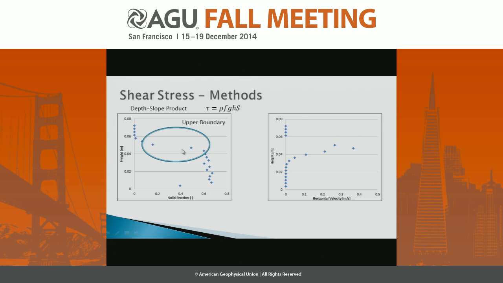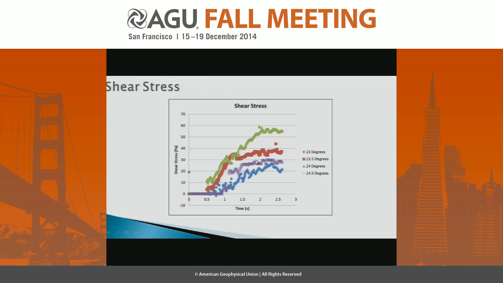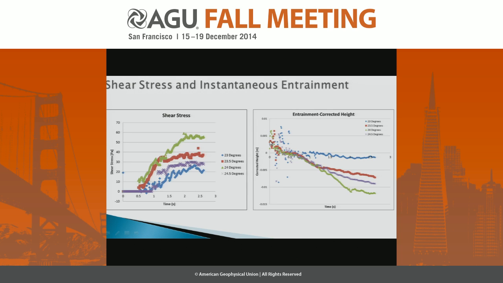So using our solid fraction, we can get an upper boundary of where our flow is sufficiently dense to say that this is actually the flowing layer instead of just sparse particles bouncing around on the top or no flow at all. And then we can find a lower boundary using that exponential fit to find out where the bottom of our flowing layer is, and that becomes our H value. From there, we can see that we have our shear stress profile for each of the 4 cases that we saw for entrainment rates. And we can compare these with the entrainment and see something interesting.